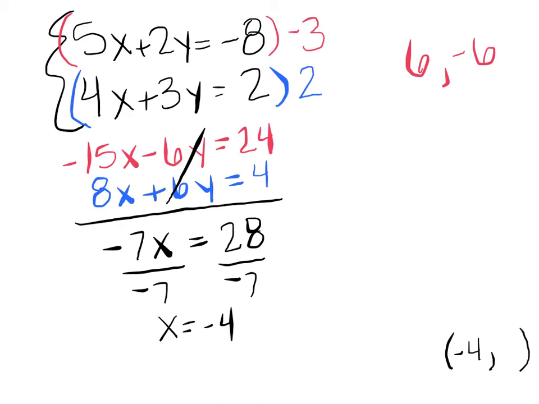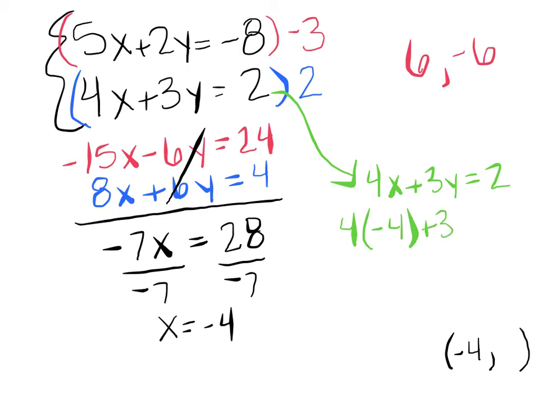Now we need to find the y. We need to find the second part. We have 4 different equations to choose from, our 2 original and our 2 new ones. I'm going to choose one of the original ones because the numbers are smaller. I'm going to use 4x plus 3y equals 2, but I'm going to substitute what I know. I know x. So 4 times -4 plus 3y equals 2. -16 plus 3y equals 2. Add 16 to both sides.